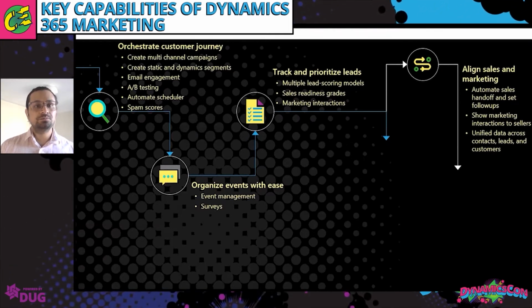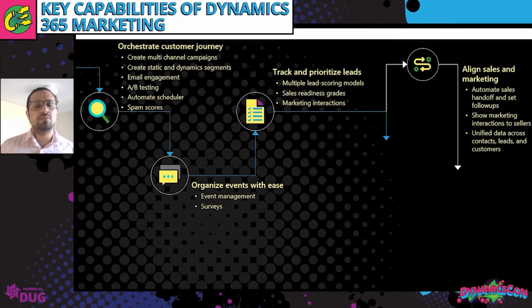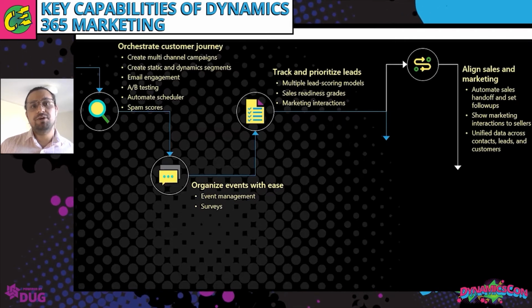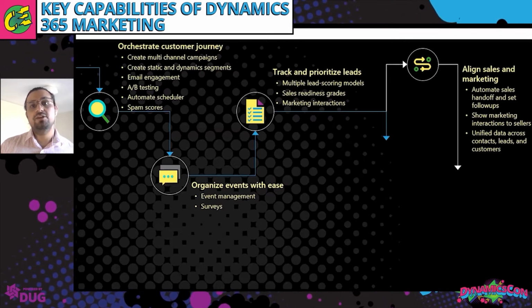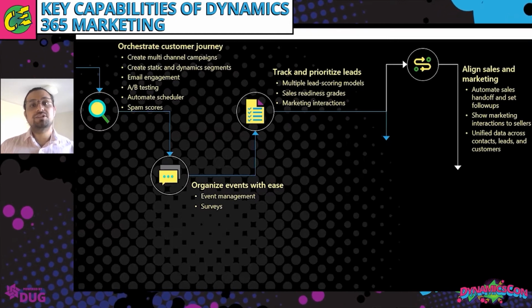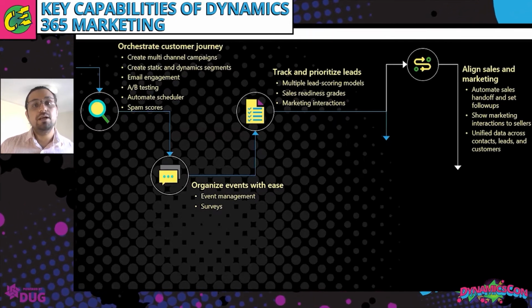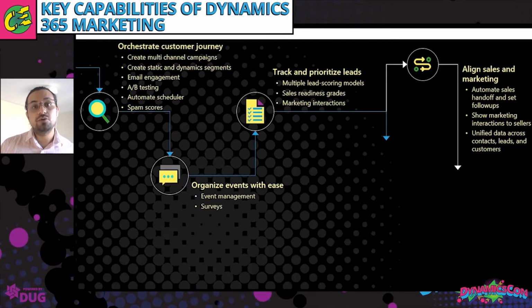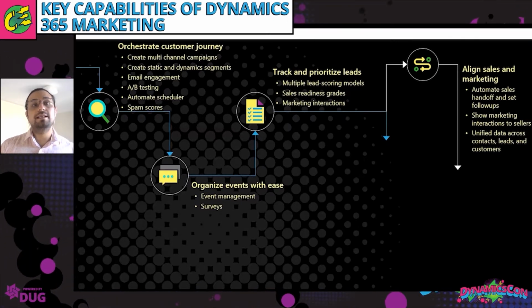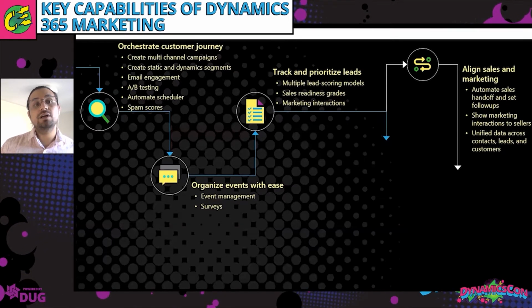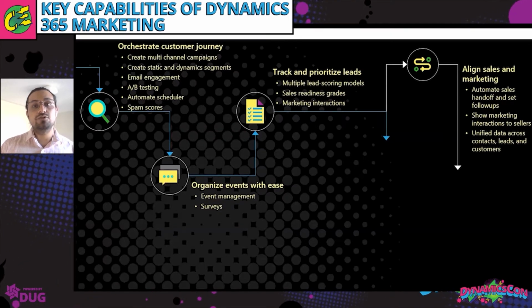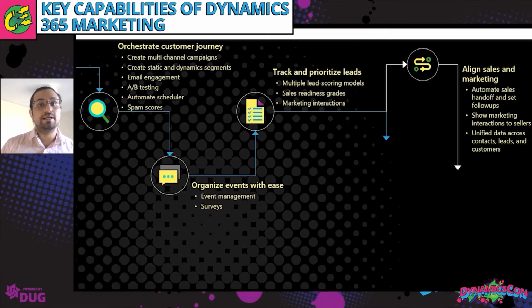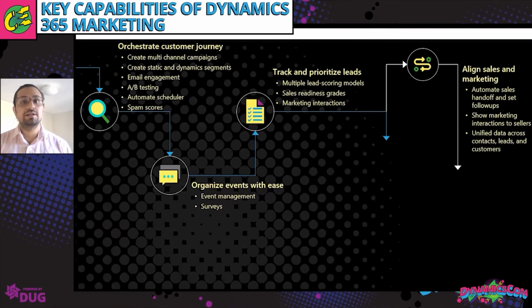Based on the lead scoring model, if a person registered and attended the event, you add 5 points. If they subscribe to your newsletter, you add another 5 points. And at any point in time, you can put a threshold. Let's say after a score of 60, assign this lead to the sales team. So you can do this kind of sales readiness of the leads. You can define those grades.